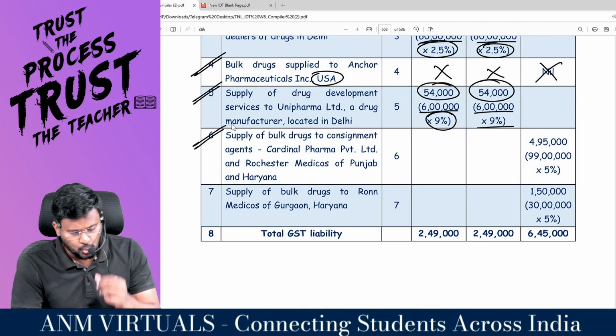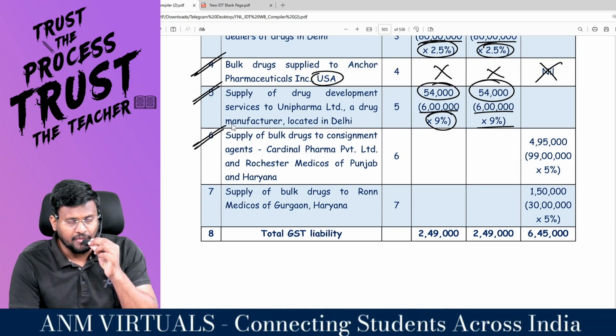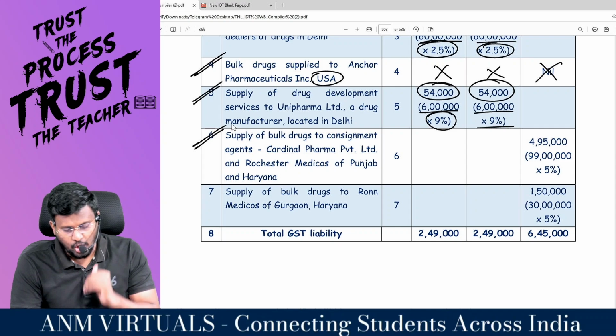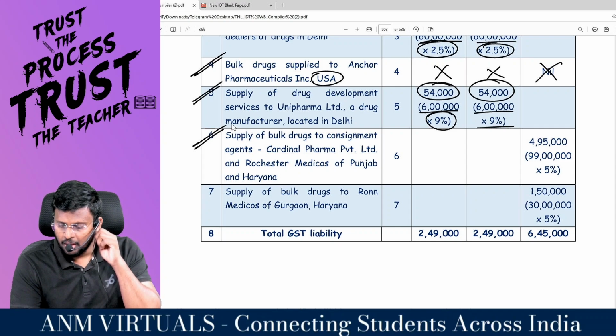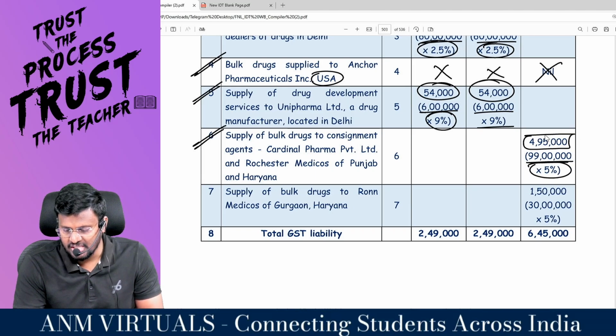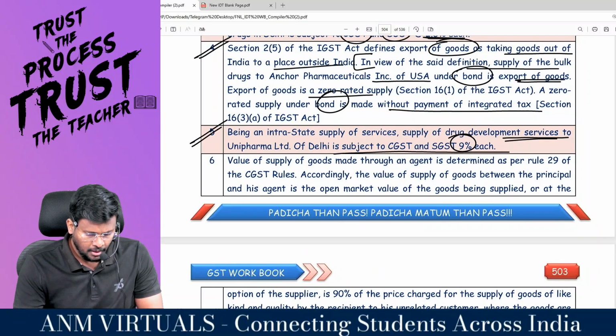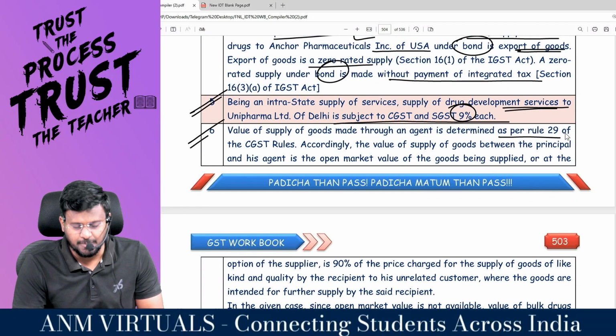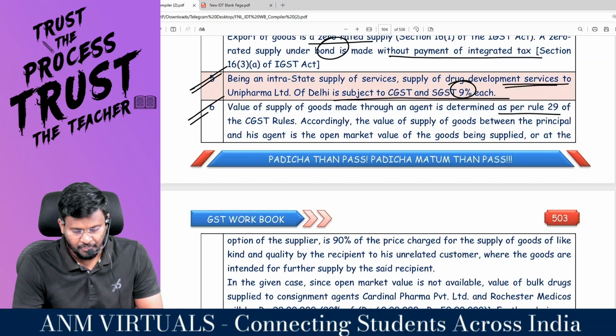Supply of bulk drugs to consignment agent. Already we have applied rule number 29. Cardinal Pharma Private Limited and Roster Medicos of Punjab and Haryana. We calculated the value as 99 lakh. It's an interstate supply. 5% GST has to be paid. 4 lakh 95,000.